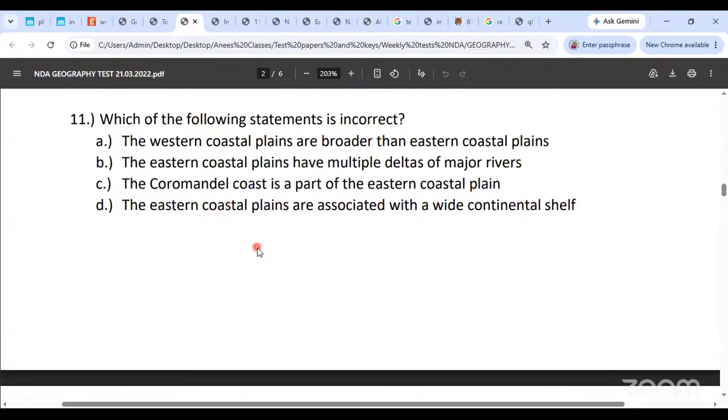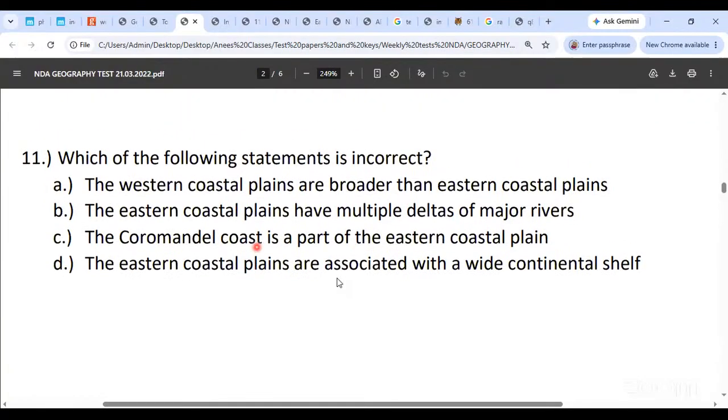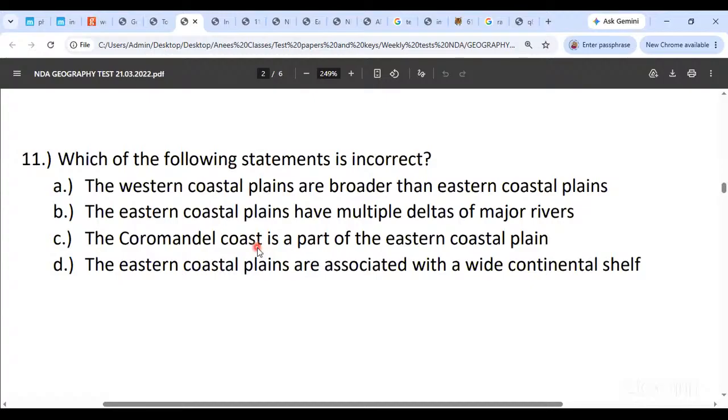हमने ये वाला बताइए. Which of the following statements is incorrect? The western coastal plains are broader than the eastern coastal plains. Eastern coastal plains have multiple deltas of major rivers. Coromandel coast is part of the eastern coastal plain, and eastern coastal plains are associated with a wide continental shelf. Which one is incorrect?